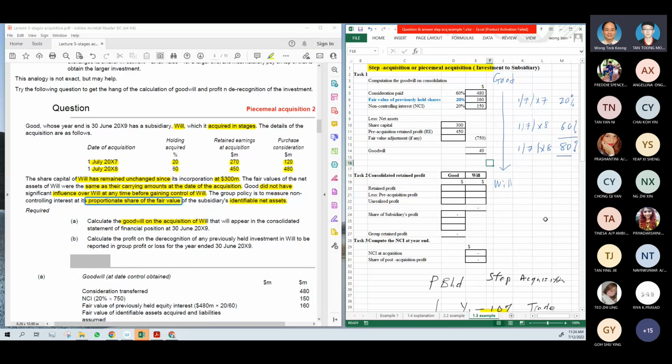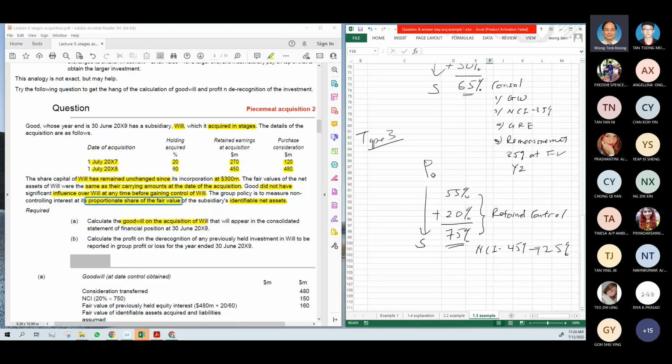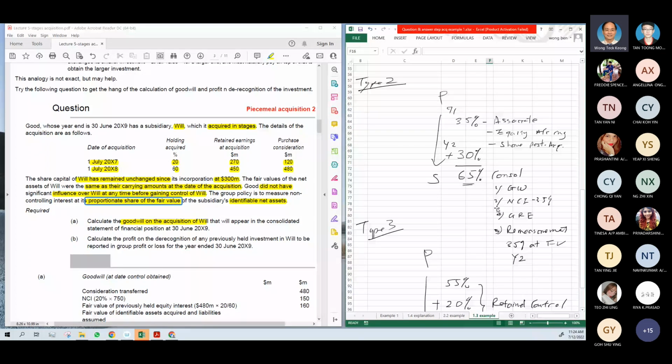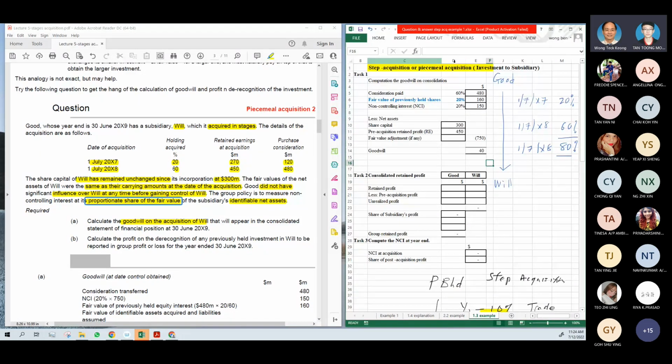Where do you come up with 75%? No, company, we haven't come to type 3 yet. Now let's go back to this. This type is from investment to subsidiary, type 1. So type 1, this is the treatment. Then we go to type 3 first.